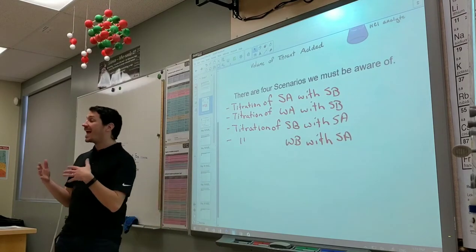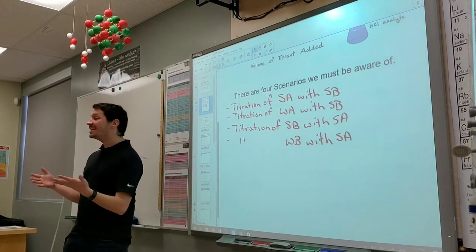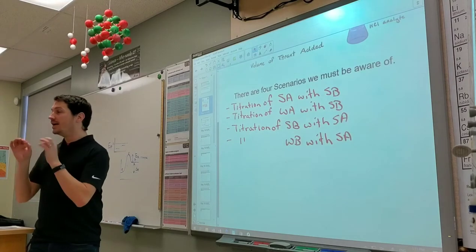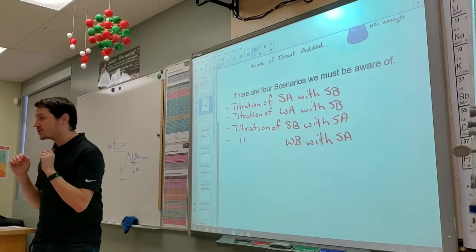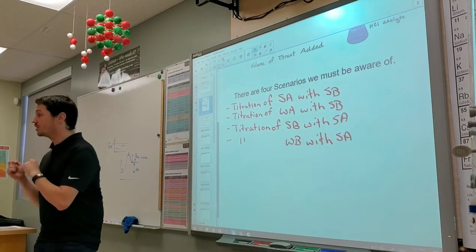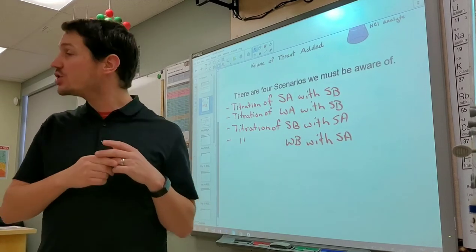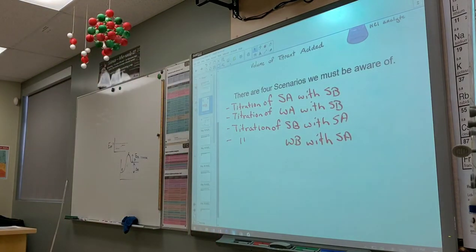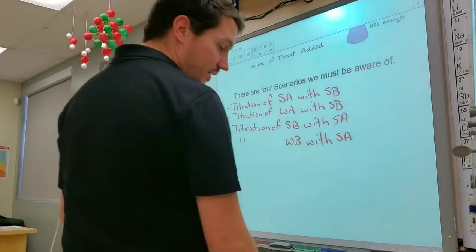You have to be able to analyze these. You have to be able to see them and know, is this a strong acid or a strong base? Is it a weak acid or is it a weak base? And I want to show you a titration in real time. Is that okay? I would like to show you a titration in real life, in real time.